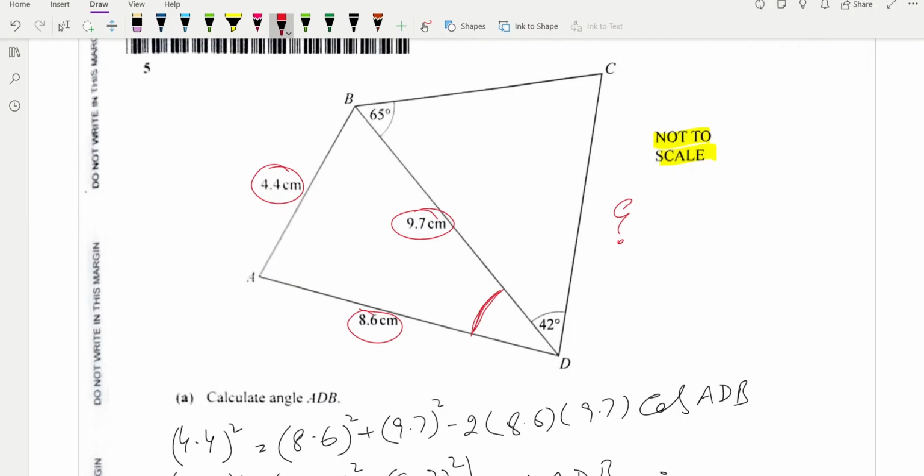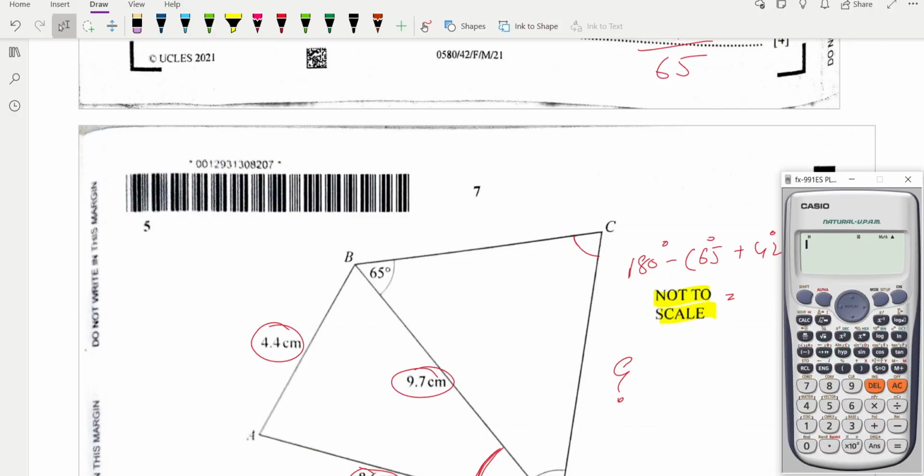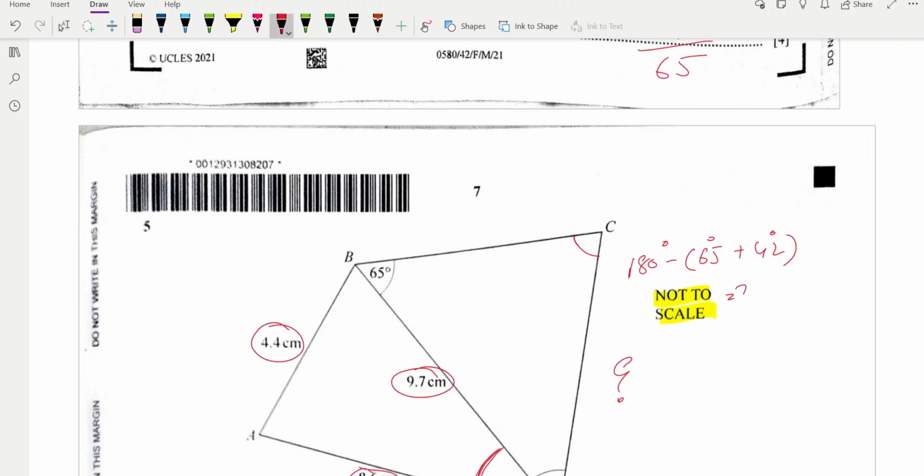Then the second part, B part, is calculate DC, and DC is this side which we have to calculate. So we can find the third angle, and third angle is 180 minus 65 plus 42, and this will be equal to what? We can find this one. So 180 minus in bracket 65 plus 42 bracket close is equal to 73. So this angle is 73 degrees.